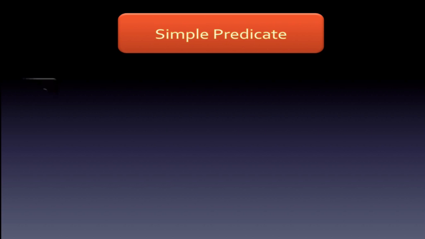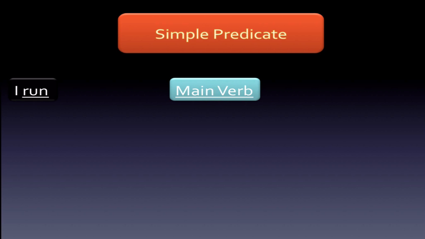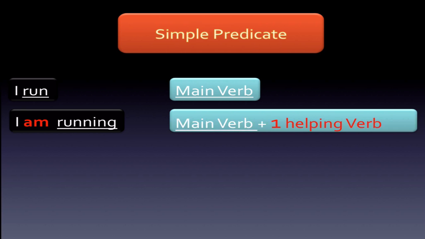So let's take a look at some examples. I run. All right, so run here is the main verb, and there is no helping verb, right? So my simple predicate is run, right? I am running. Oh, that's the helping verb. Am is a helping verb, and running is the main verb. So main verb running plus one helping verb, am.